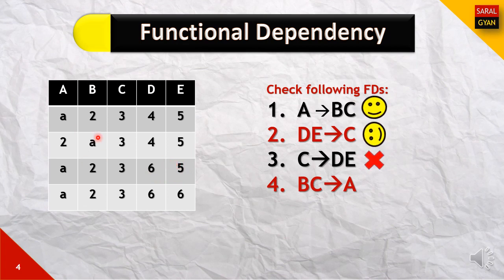Now B, C to A, similarly if we check, we can say this also holds good. So in this way we can check the functional dependencies.